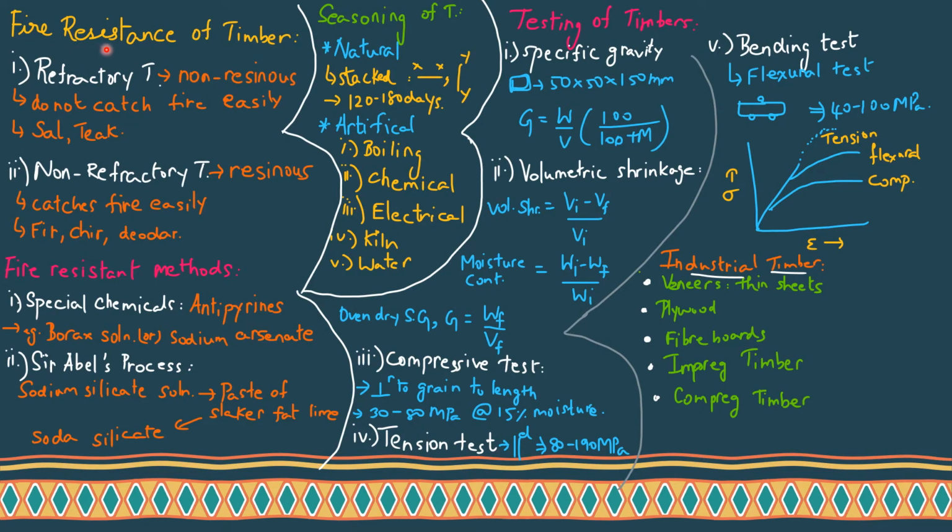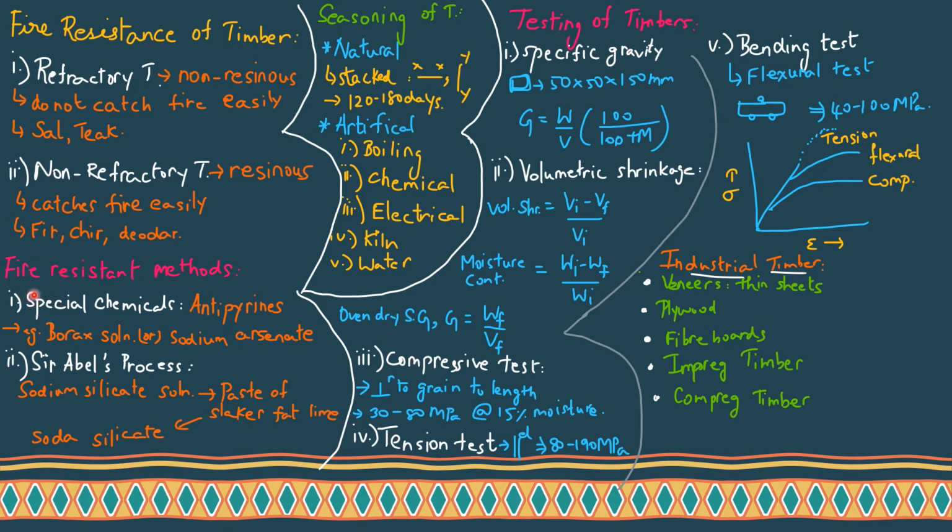And fire resistance of timber. The timbers are classified as refractory timbers and non-refractory timbers. Refractory timbers are non-resinous and do not catch fire easily. Examples are sal and teak wood. Next is non-refractory. They are resinous. They are made up of resins and tend to catch fire easily. Examples are fir, chir and deodar.